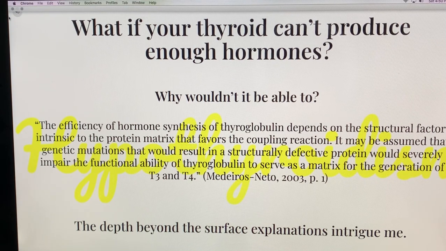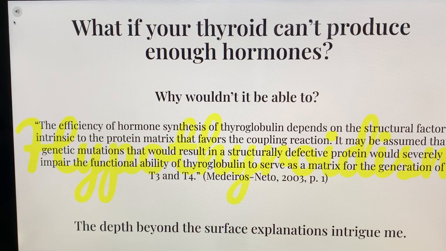So that brings us back to, what if your thyroid can't produce enough hormones? Why wouldn't it be able to? The efficiency of hormone synthesis of thyroglobulin depends on the structural factors intrinsic to the protein matrix that favors the coupling reaction. It may be assumed that genetic mutations that would result in a structurally defective protein would severely impair the functional ability of thyroglobulin to serve as a matrix for the generation of T3 and T4. The depth beyond the surface explanations intrigue me.